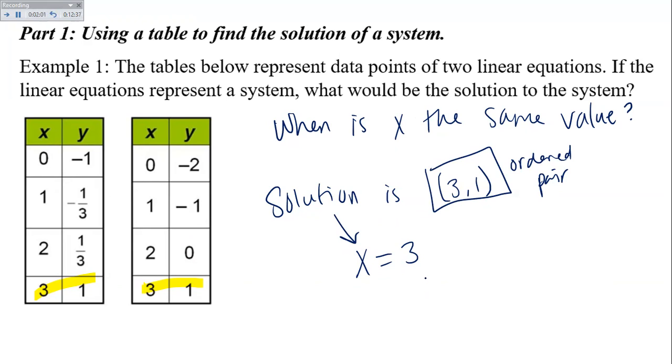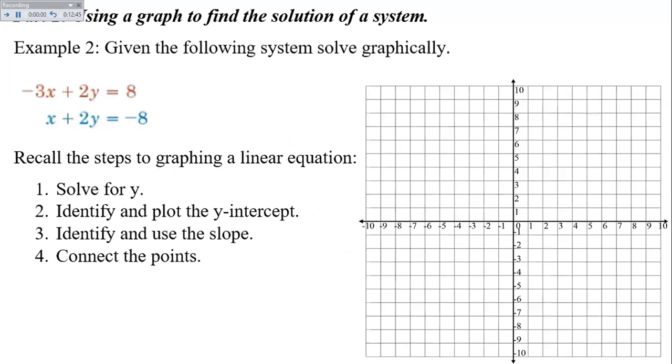Do you feel like you could identify the solution to a system from a table? Easy enough? Awesome. All right, let's talk about it graphically, okay? So when you have to graph, what are you doing? Well, these are the 4 steps to find the solution from a graph. 1, we're going to solve for y. 2, we identify and plot the y-intercept. 3, we identify and use the slope. And then 4, we connect the points, okay?